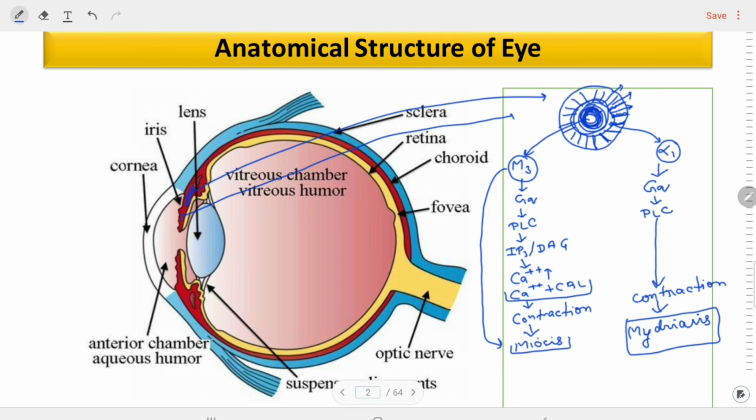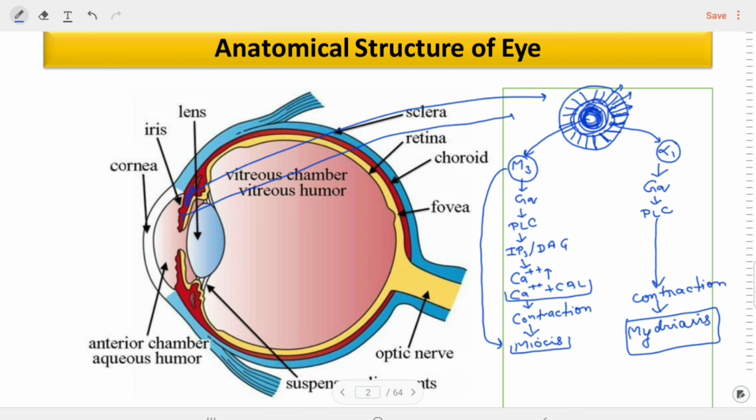Whenever the M3 receptor is activated, it will lead to miosis, and whenever the alpha 1 receptor is activated, it will lead to mydriasis. The drugs act on both receptors with the same action, but the effect will be different.